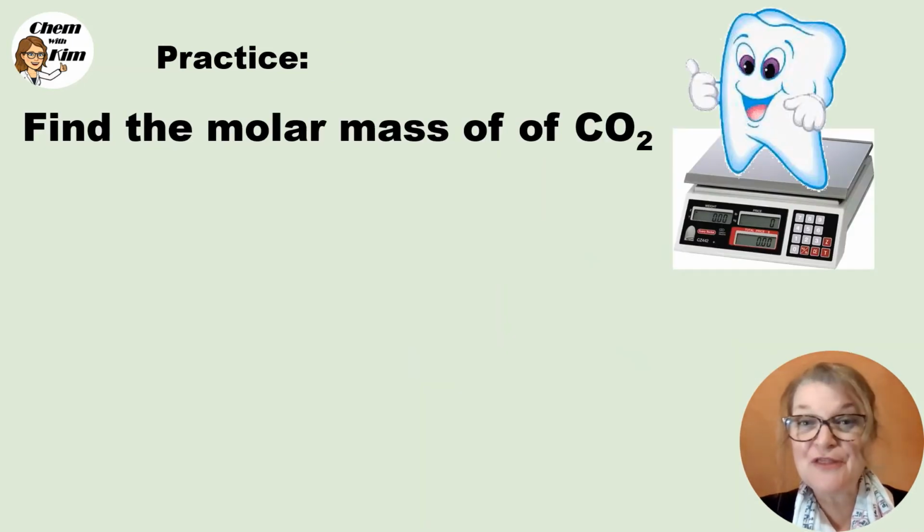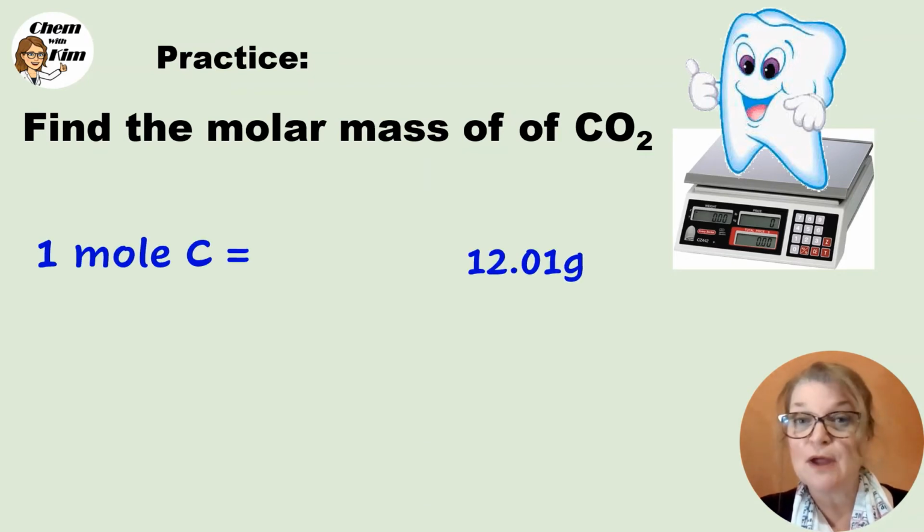So now let's try to find the molar mass of a compound like carbon dioxide. If we had 1 mole of carbon dioxide molecules, we would have 1 mole of carbon as well, because the carbon has a subscript of 1 in the compound. So we're going to look up the mass of carbon, 12.01 grams, rounded to the hundredths place.